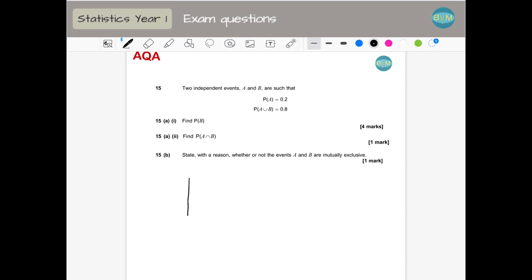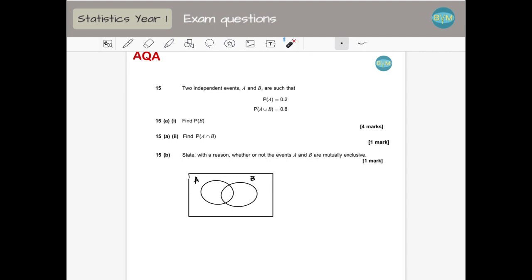Well, this is not a rectangle. And we have A and B, that have something in common, so they have an intersection. Let's say this is A and this is B. And I know probability of A is 0.2, but I don't know which number goes in each. And probability of the union is 0.8. So all this together is 0.8.